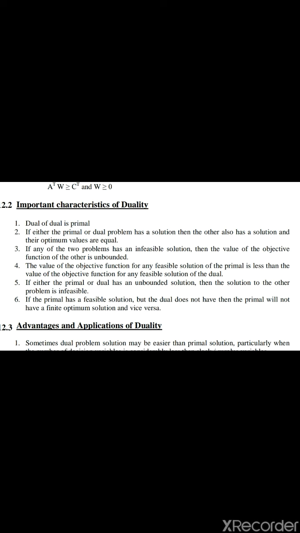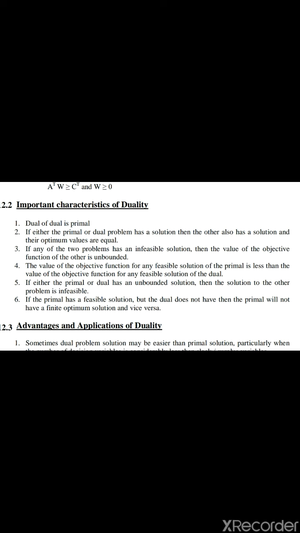Then coming to fourth characteristic, the value of the objective function for any feasible solution of the primal is less than the value of the objective function for any feasible solution of dual. That is nothing but the value of primal is always less than or equal to the value of dual for any feasible solution. You can consider that zp is always less than or equal to zd.